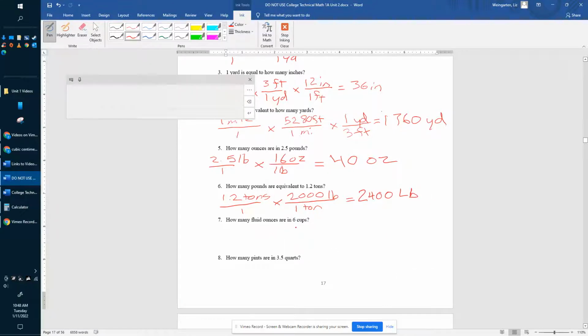How many fluid ounces are in 6 cups? Now we're talking about volume. So we have 6 cups over 1 times, we need cups on the bottom, ounces on top. Fluid ounces, there are 8 ounces in 1 cup. 6 times 8 is 48 fluid ounces.